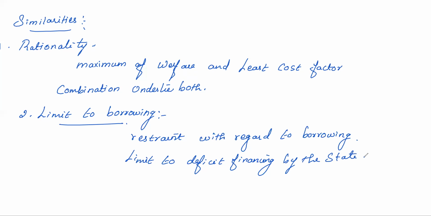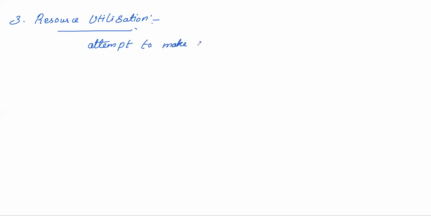Okay. So next one is resource utilization. Third one, resource utilization. Both the private and the public sectors have limited resources at their disposal. So both attempt to make optimum use of resources. Okay, that's all. Then fourth one, administration.